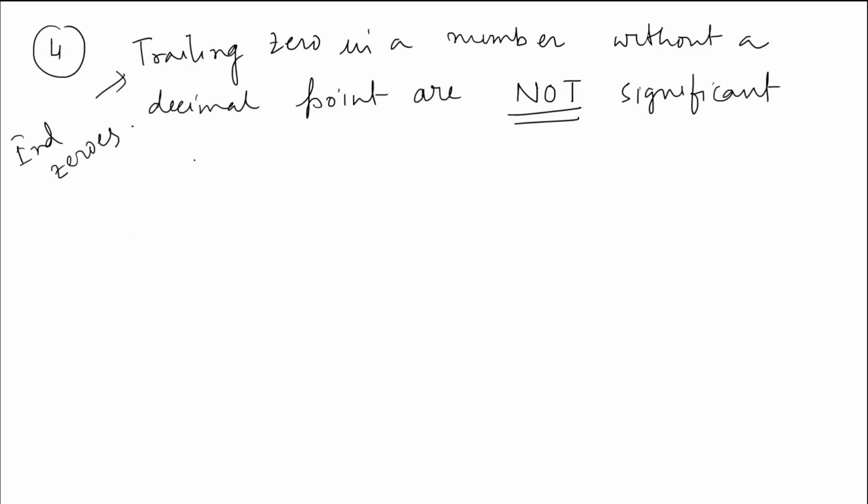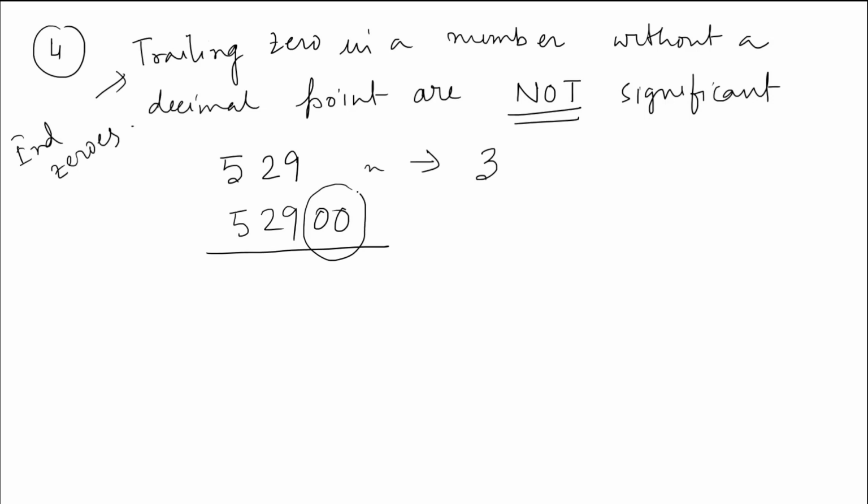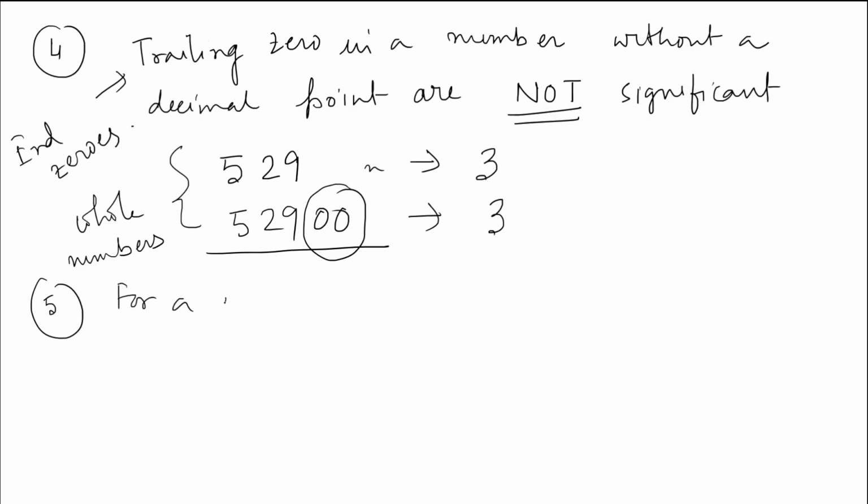Okay, so let us take example 529. 529 has 3 significant figures. Now if I take 52900, so 00 are the trailing zeros or the end zeros. It will also have 3 significant figures, right? So if we talk about whole numbers, in that case the trailing zeros will not be significant. वो significant नहीं है.